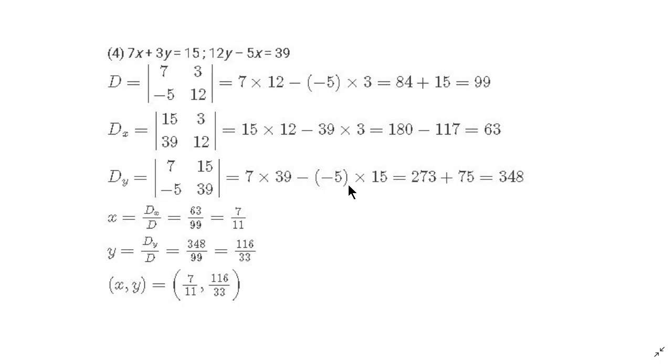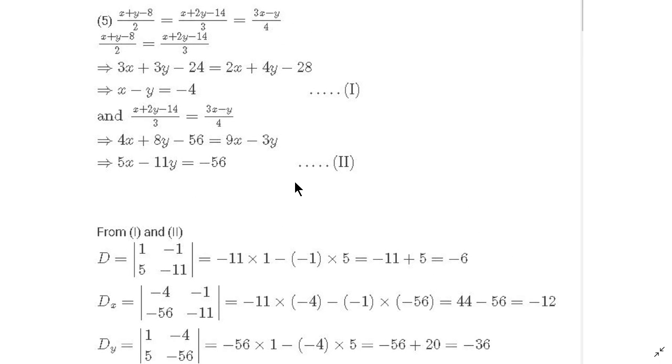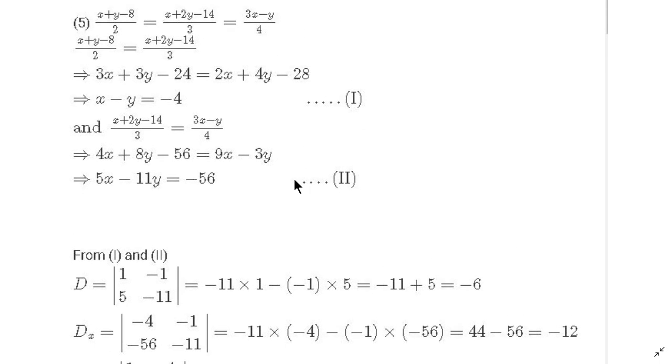So I think one more example on determinants. This is it. So this is some different type of example. The example is given in a non-standard format. It is given like this: x plus y minus 8 upon 2 is equal to x plus 2y minus 14 upon 3 is equal to 3x minus y is equal to 4.